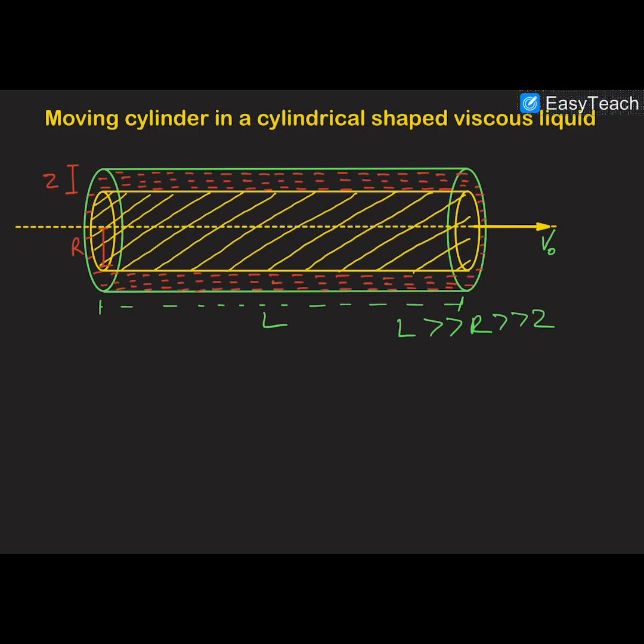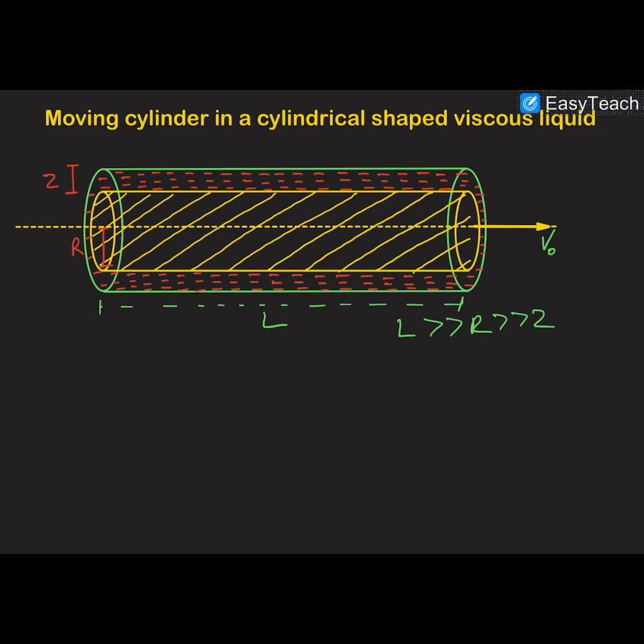Now the scenario is this, that we have initially given some velocity v0 to the cylinder, and then we are not applying any force continuously on it, and hence it would eventually get slowed down, and eventually the cylinder will come to rest. So we have to find out the velocity of this cylinder as a function of time.